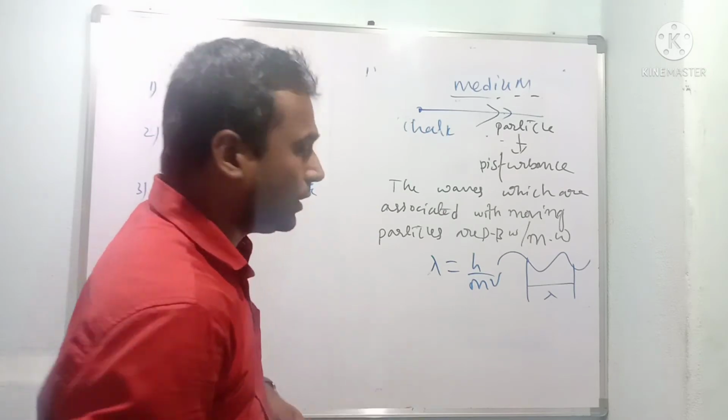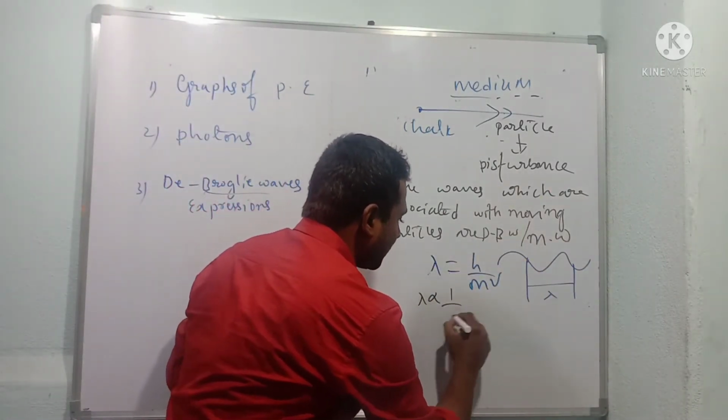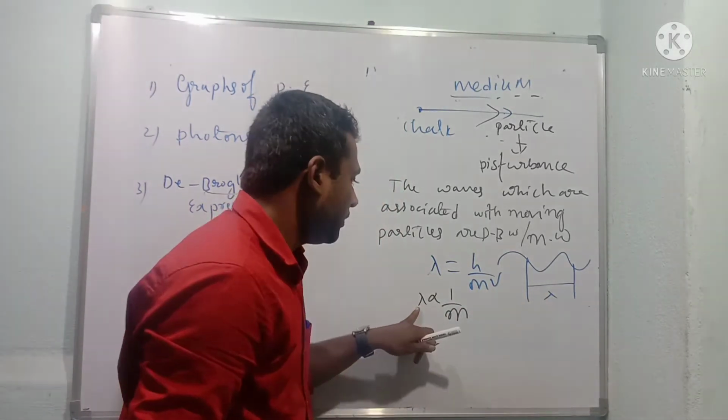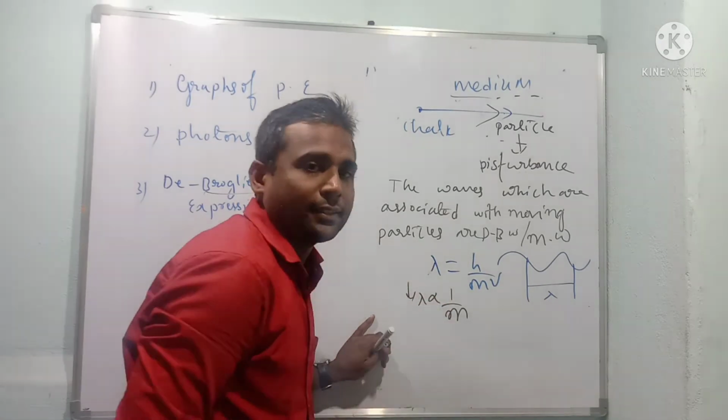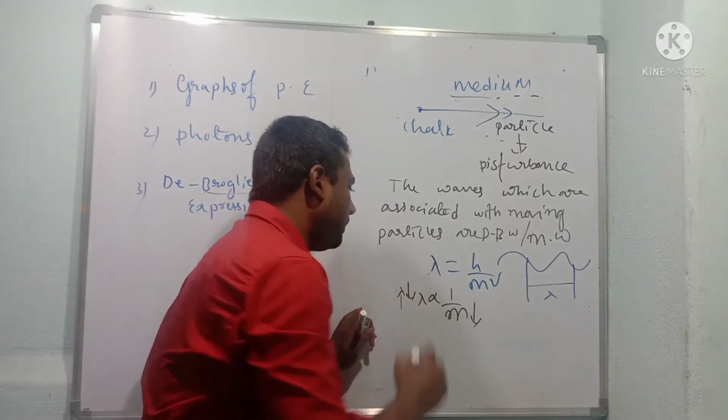Very important point, I'll tell you. This lambda is inversely proportional to mass. If the mass of the body is more, the wavelength will be less. If the mass of the particle is least, the wavelength will be more.